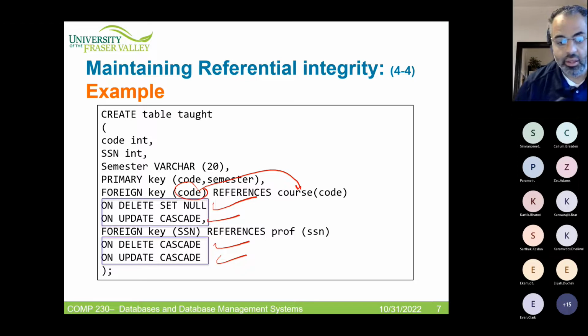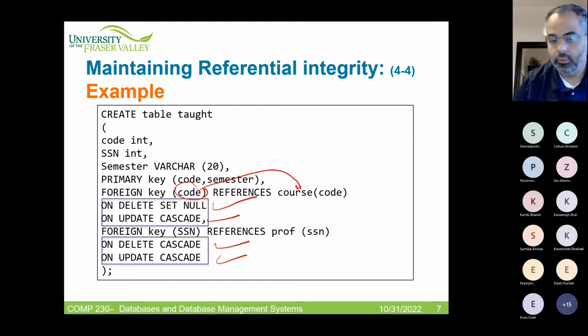However, I can still use on update cascade, which is, if you update it there, update it here, if it is 250, 250. If you delete 230 in the table course, then also delete the whole record in the other table, which is in this case the toad table. Go ahead, Josh.